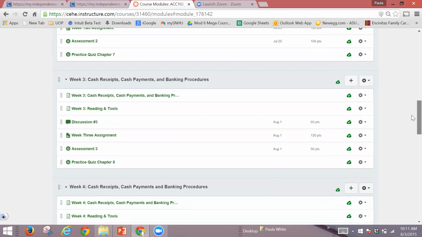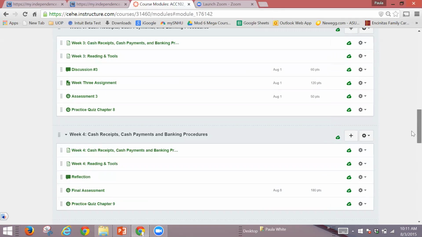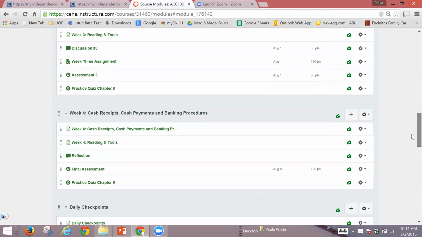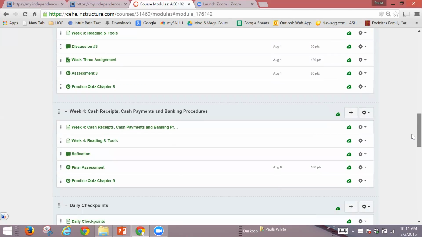Then week 3, I think these headings are off. In week 3, we talked about cash receipts, cash payments, and banking procedures. And today it's about the cash receipts journal, the cash payments journal, and banking procedures.